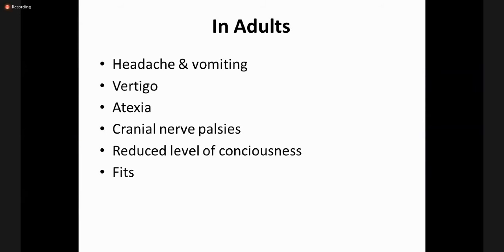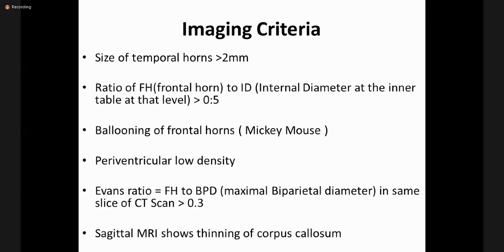And what are the signs in the adults? Adults have signs of increased ICP or raised intracranial pressure. So these signs are almost similar for any kind of pathology which is causing raised pressure within the cranium, like headache and vomiting, vertigo, ataxia, nerve palsies, decreased consciousness, and finally the patient can have seizure disorder or fits. What are the imaging criteria? I will show you in the picture next.